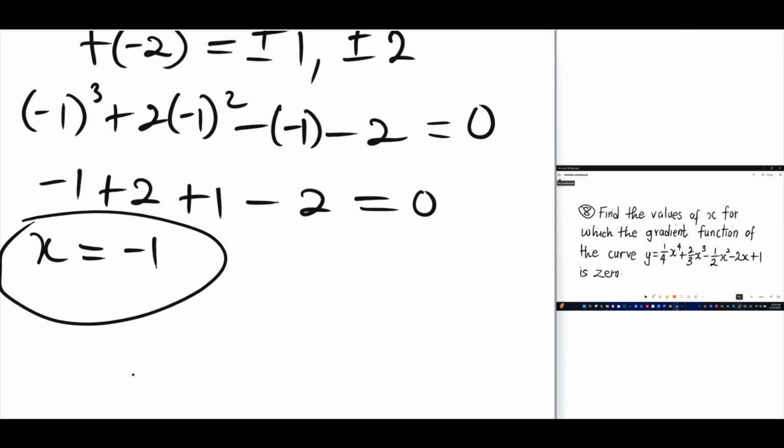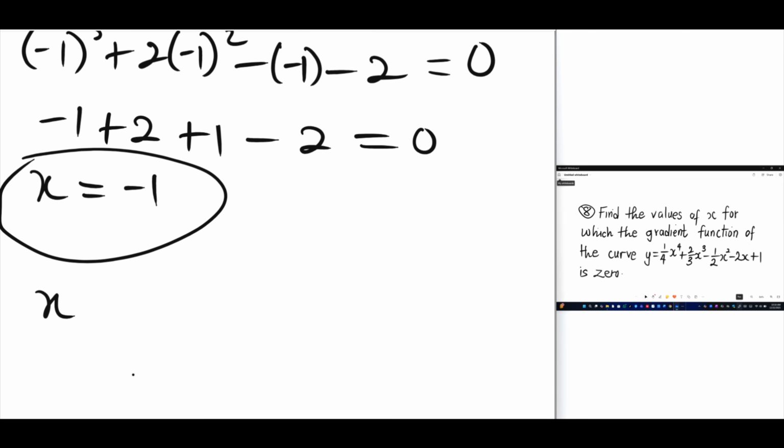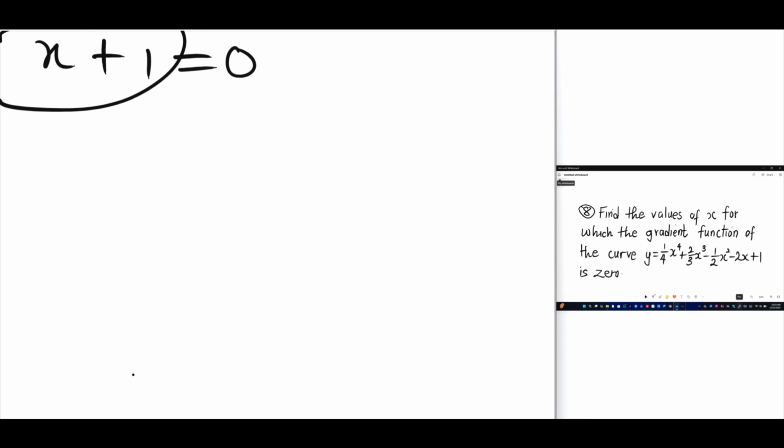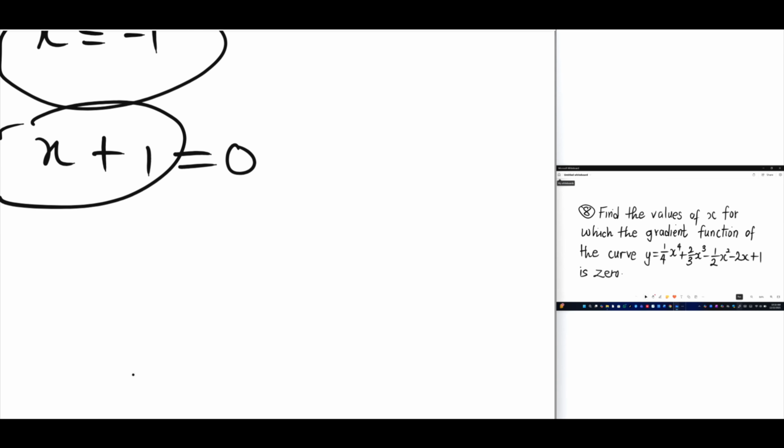So we are going to transpose the -1 to where the x is to get it as x plus 1 equal to 0. So this becomes a factor. X plus 1 becomes one of the linear factors of the cubic equation. All right. So we are now going to divide. Every cubic equation has a quadratic factor and a linear factor. So that when you multiply the two, you get back to the cubic equation or the cubic expression.